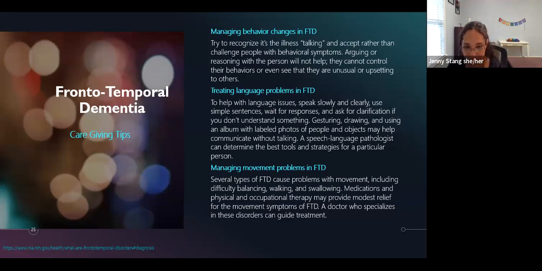Managing movement problems. So several types of frontotemporal dementia cause problems with movement, including difficulty balancing, walking, and swallowing. Medications, physical and occupational therapy might provide modest relief for the movement symptoms. And so a doctor who specializes in these disorders can guide treatment.